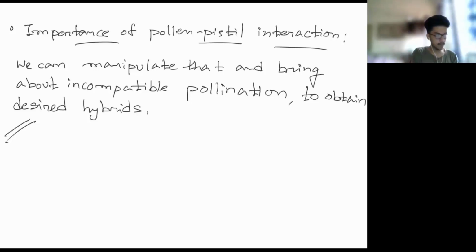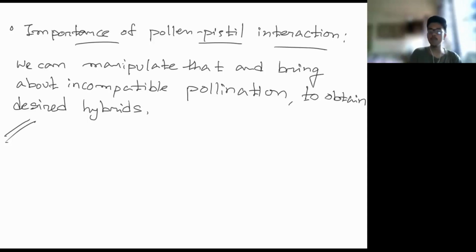So in an artificial hybridization experiment, what is very important is accuracy. For example, I want the pollen of a particular plant. If you have read genetics, you have a basic idea of Mendel's experiment, which you studied in class 9 and 10. He used all of this in the case of pea plants.